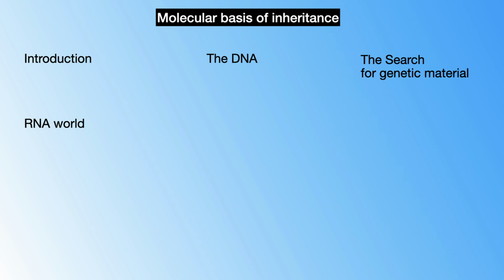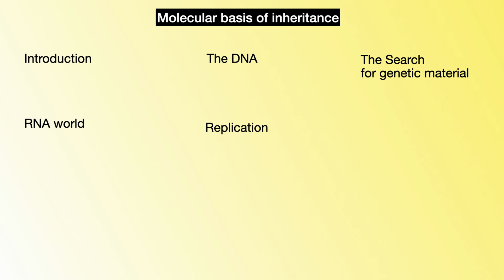DNA is stable for three reasons. One, due to its chemical nature, it is less reactive. Second, the double strand makes it more stable. Third, it also has a repair mechanism. Now let us see about replication.